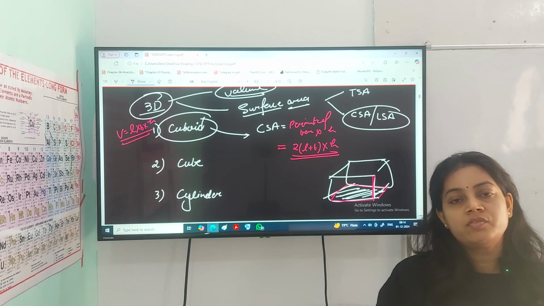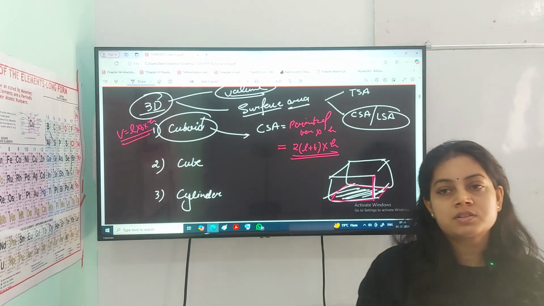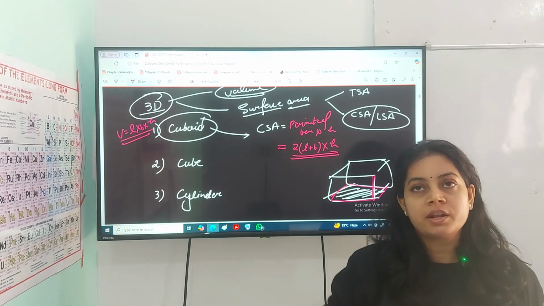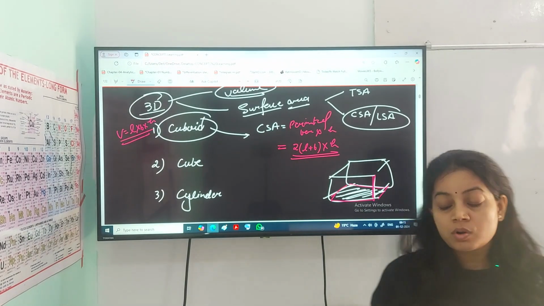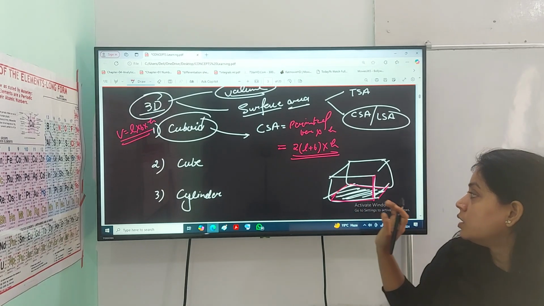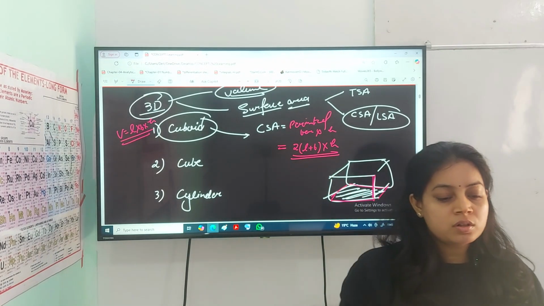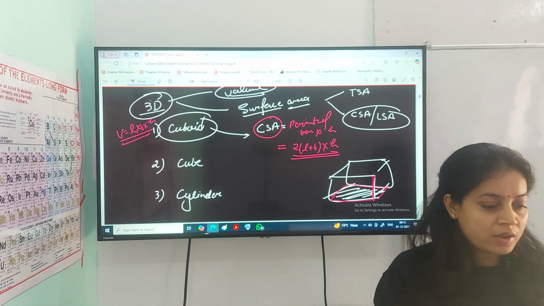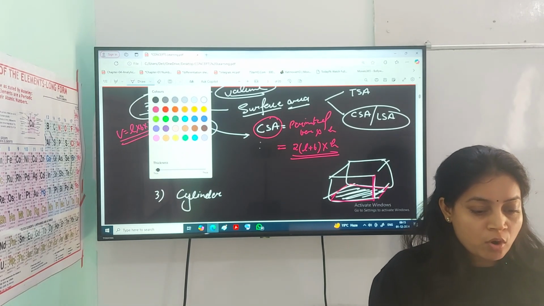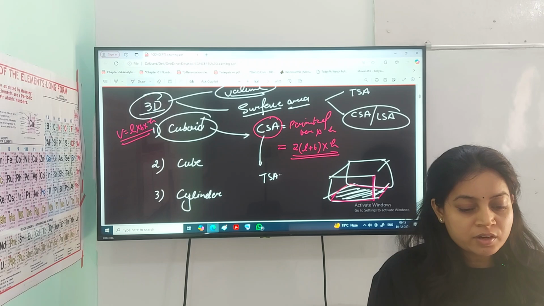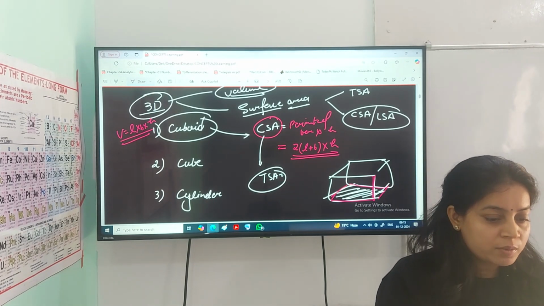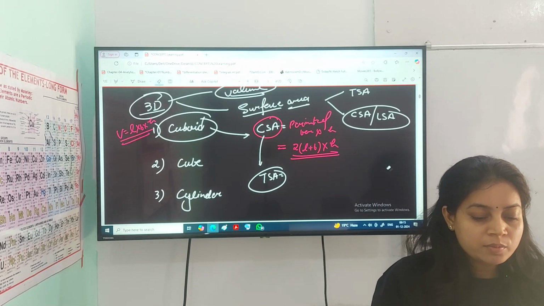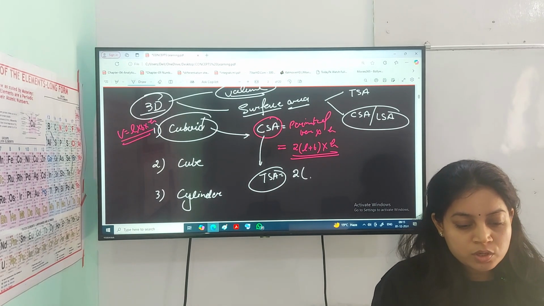So in the cuboid we have 6 surfaces. You know, one is ceiling, bottom, that is top and bottom. After that left and right walls and the front and back walls. Total 6 surfaces are there. So if I'm taking the area of the 4 walls, that is called CSA, and if I add top and bottom also to the CSA, it will be converted into TSA. So simply the total surface area of the cuboid will be 2 into (LB plus BH plus HL).